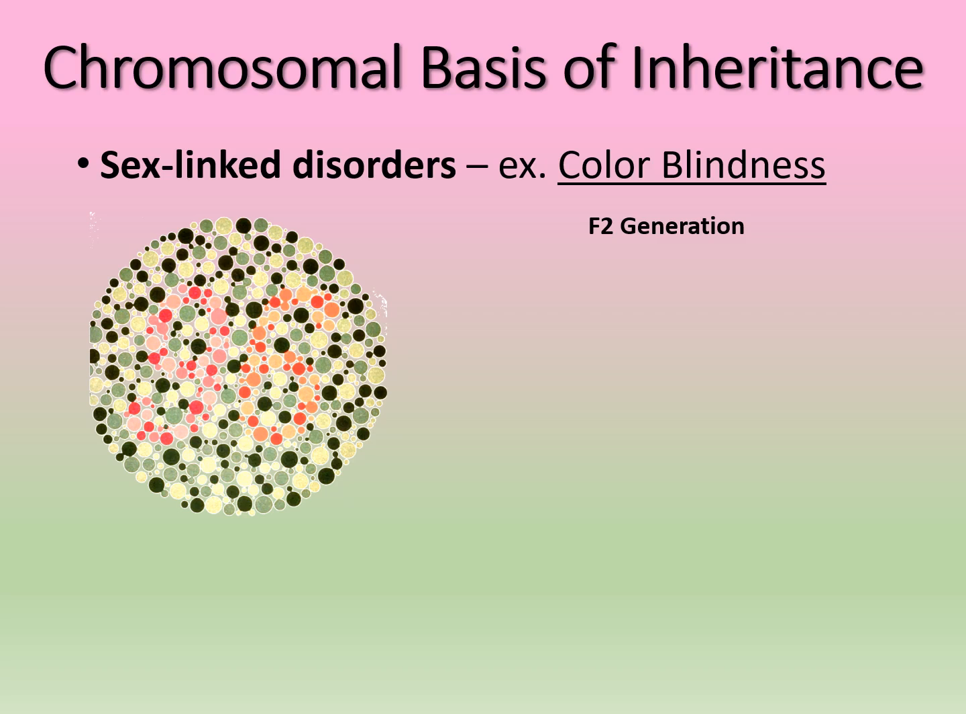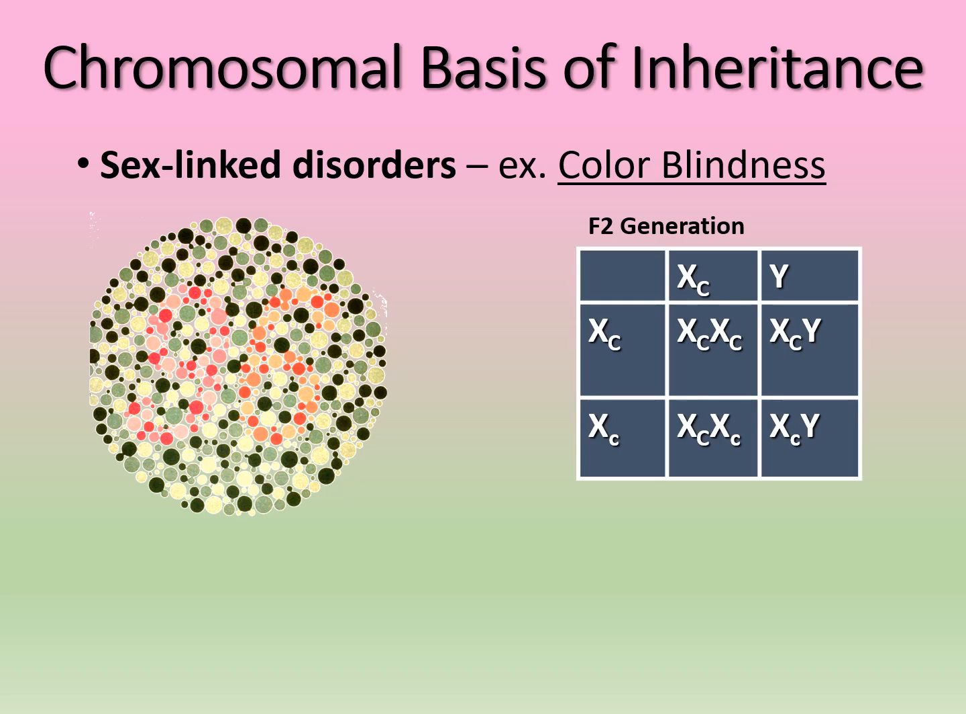So let's talk about one example of a sex-linked disorder. Obviously there are many sex-linked traits that don't necessarily mean a disorder, right? But there are some disorders such as color blindness. Now, if you know anyone that's colorblind, or if you're colorblind yourself, you're probably male, okay? So let's look at an F2 generation, meaning that we're crossing a heterozygote female with a dominant male, okay? So that means that both the female and the male are not colorblind.